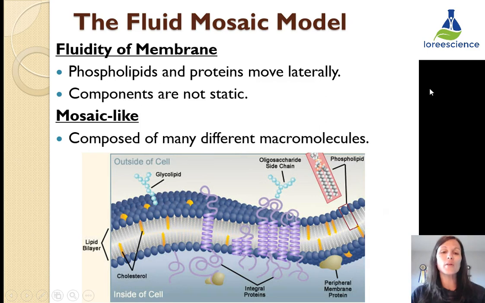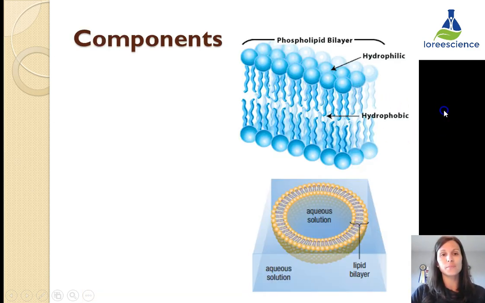The mosaic part comes from the fact that it is composed of many different macromolecules. So even though phospholipids make up the majority of that membrane, there are proteins and other lipids embedded in there. There are carbohydrates as well. So it is mosaic-like in that it is not only one type of macromolecule.